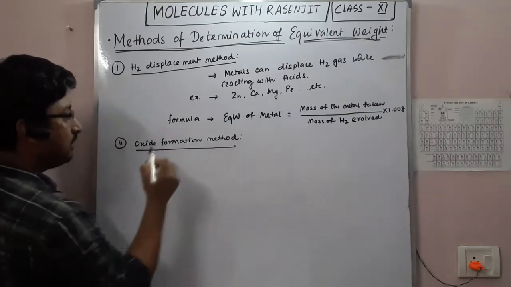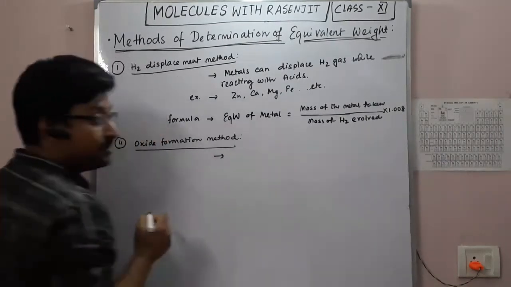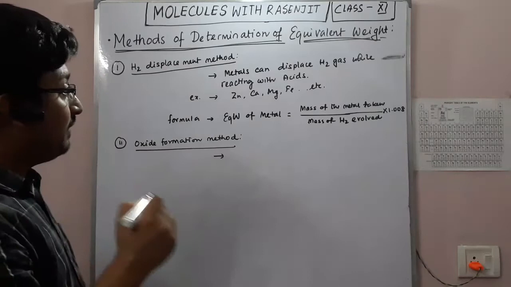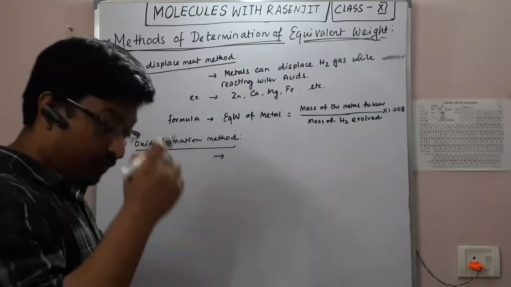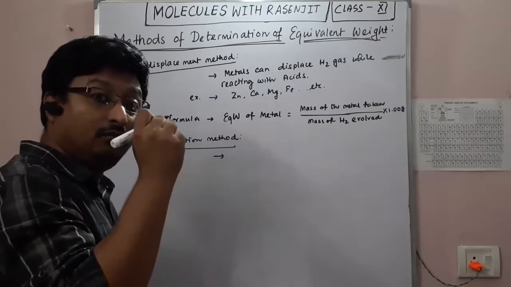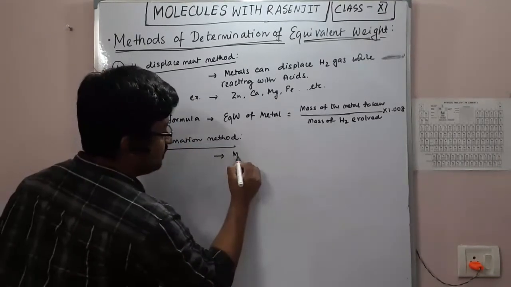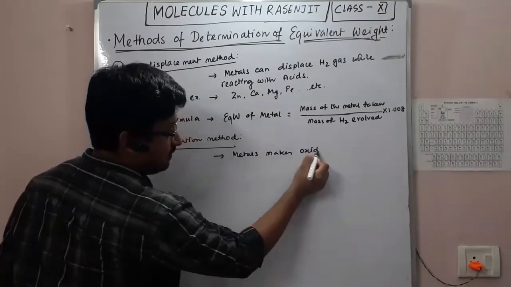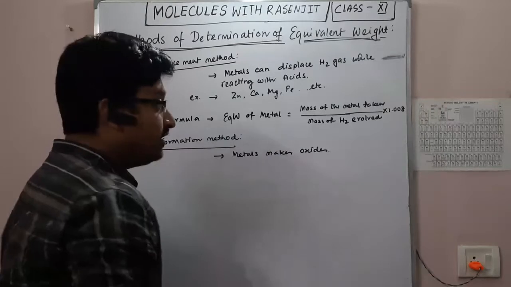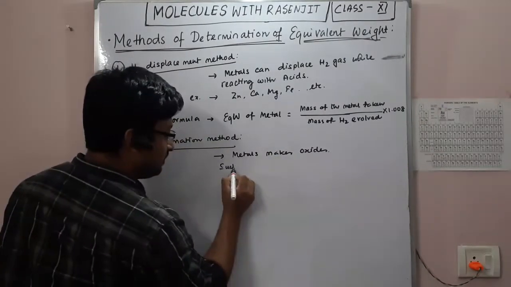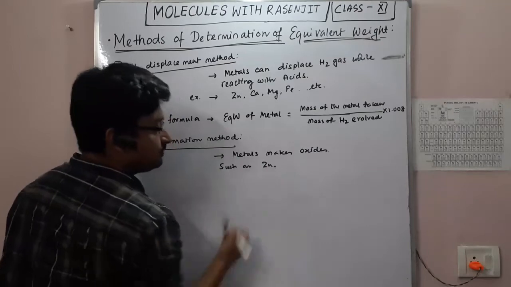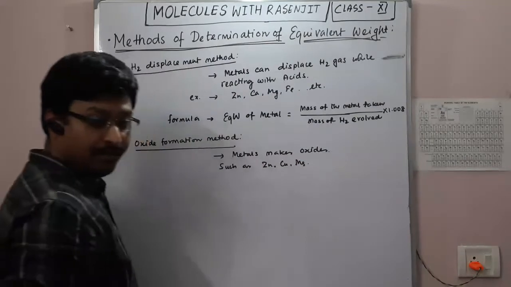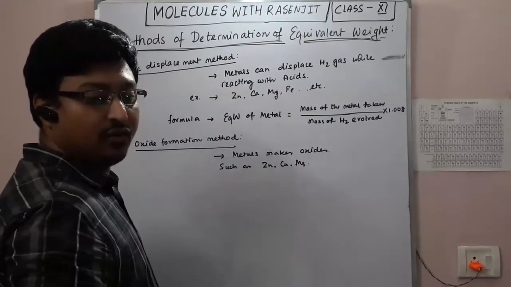Oxide formation method. What does it do? This process is applicable when you are determining the equivalent weight for a particular metal that makes oxides. Okay, that means metals that make oxides, such as zinc, copper, magnesium, etc.